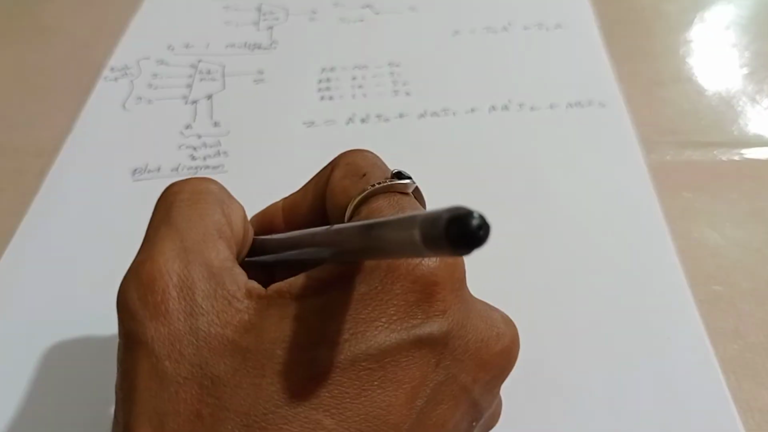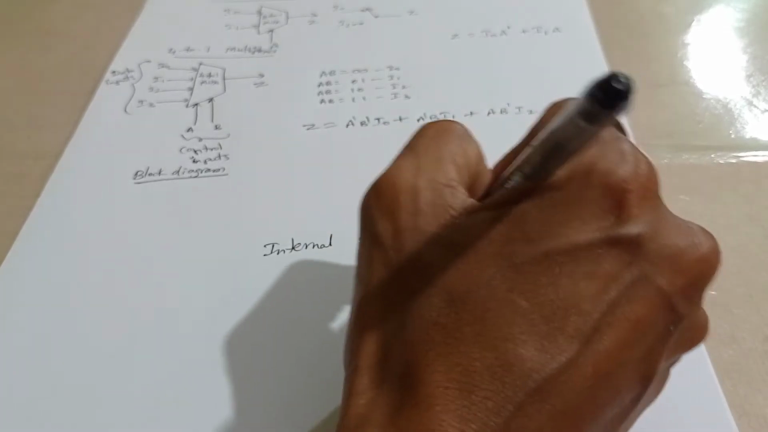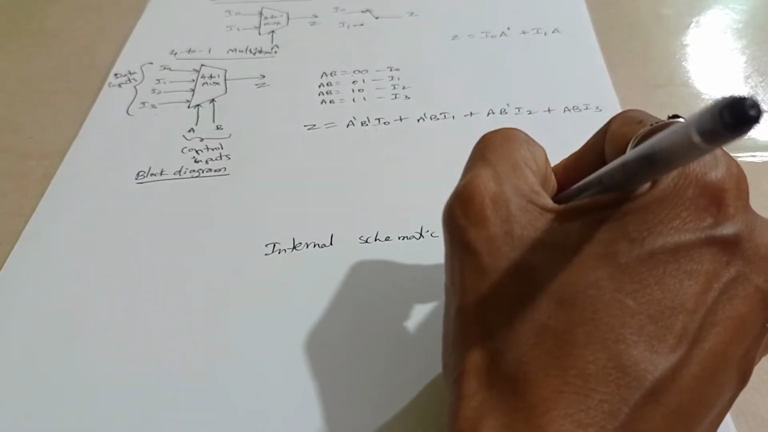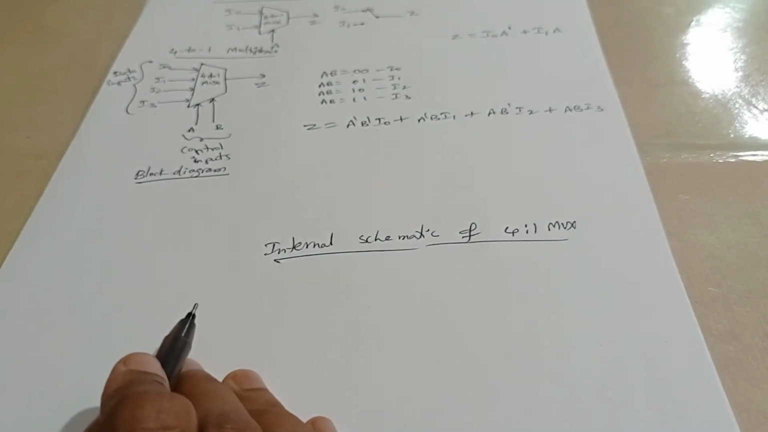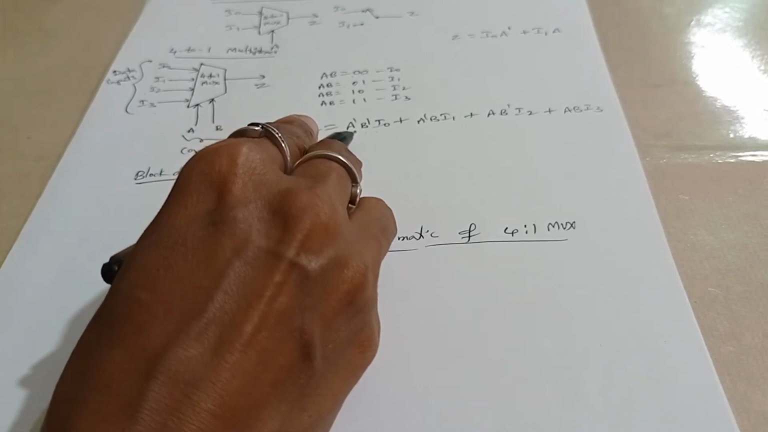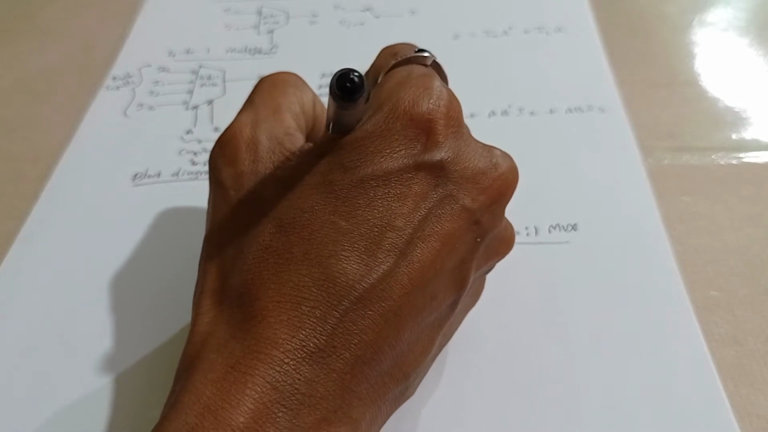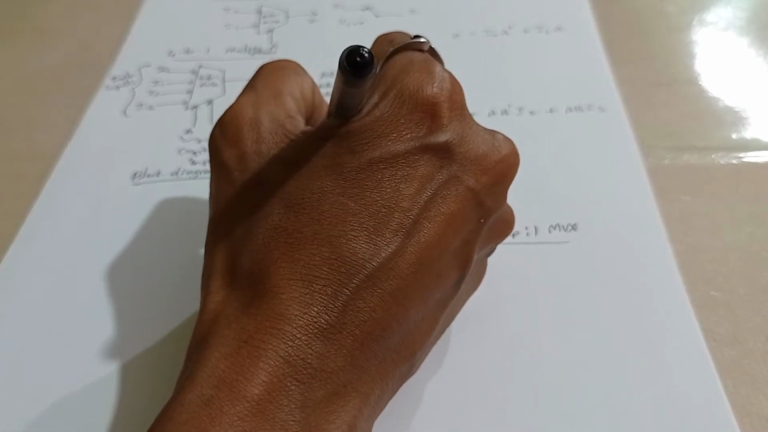Now we'll see the internal schematic of this multiplexer. Internal schematic of the 4 to 1 multiplexer, that is 4:1 multiplexer. Now we'll see how this internal structure will be. See the expression, that is A bar B bar into I naught, that means using AND gate. AND gate, A bar B bar I naught.